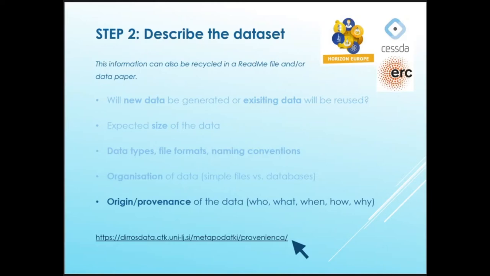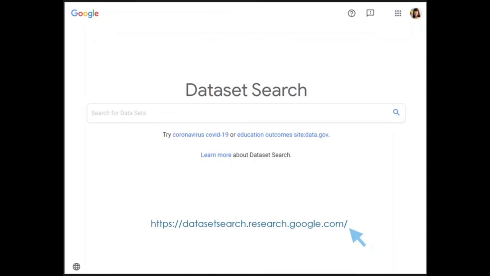However, I would like to show you a perhaps a little bit unorthodox answer as to why data provenance is a part of the data management plan. I don't know if you're familiar with this. So in 2018, Google launched a dedicated search engine for searching datasets. And by now, it has indexed almost 25 million datasets and gives you a single place to search for datasets and find links to where the data are deposited.